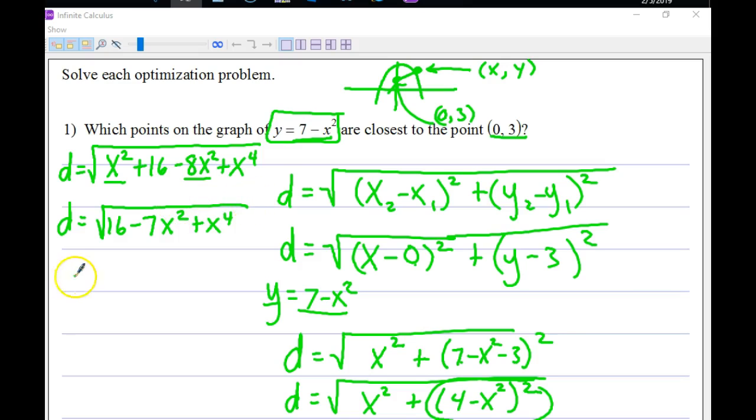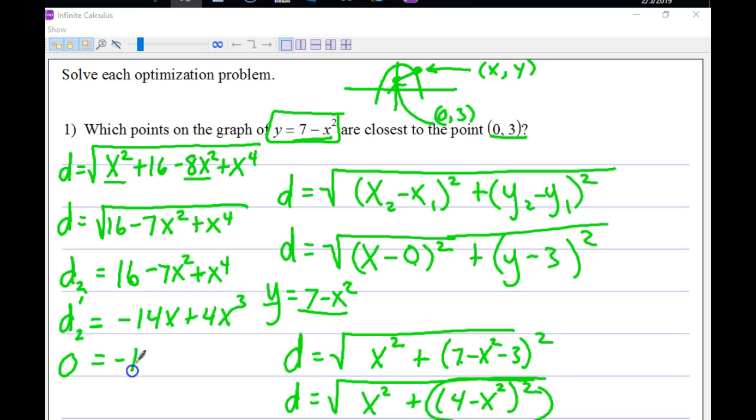So what we can do is create a D2 here, we'll call it, and I'm going to minimize this, which is going to give me my minimum values for the original function. So D prime, I'm going to call it D2 because it's not actually D, right? So the 16 goes away and we end up with negative 14x plus 4x cubed. Set that equal to 0.